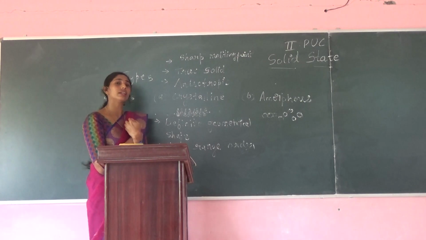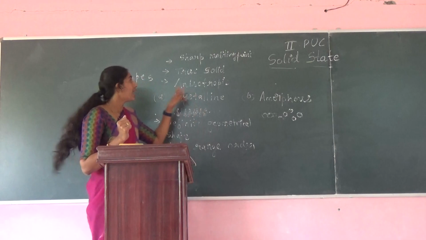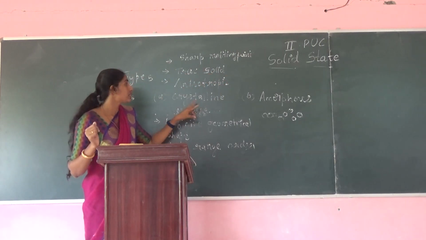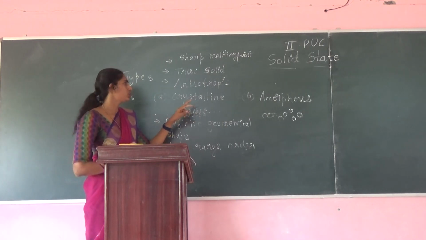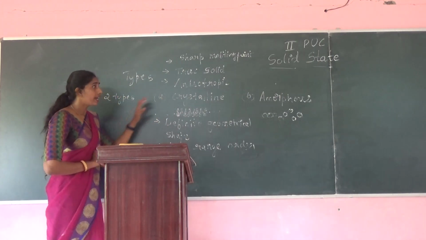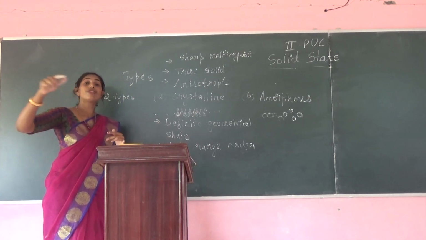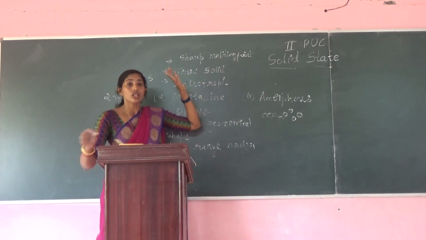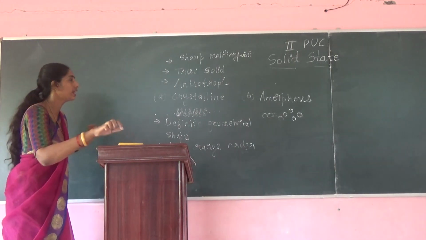Why do the crystalline solids have different physical properties in different directions? Note down the definition of anisotropic. You may have the question, why are the crystalline solids anisotropic in nature? Anisotropic means different physical properties in different directions. So we'll see why the crystalline solids are usually anisotropic in nature.